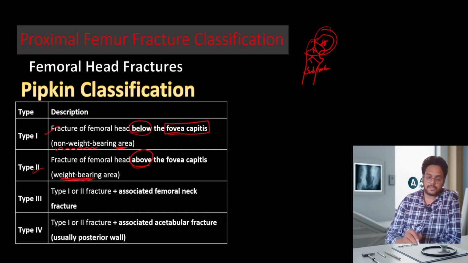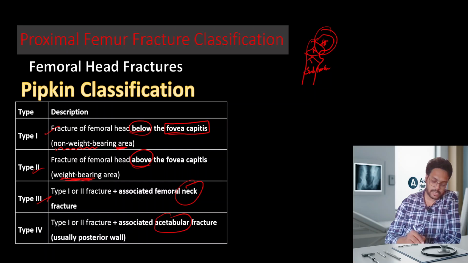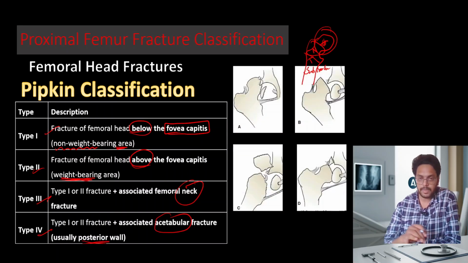Any of these fractures, if associated with a neck fracture, it is type 3. Any of these type 1 and type 2 fractures associated with acetabulum fractures, it is type 4. Usually it is the posterior wall of the acetabulum that gets fractured. So you can see in the images.